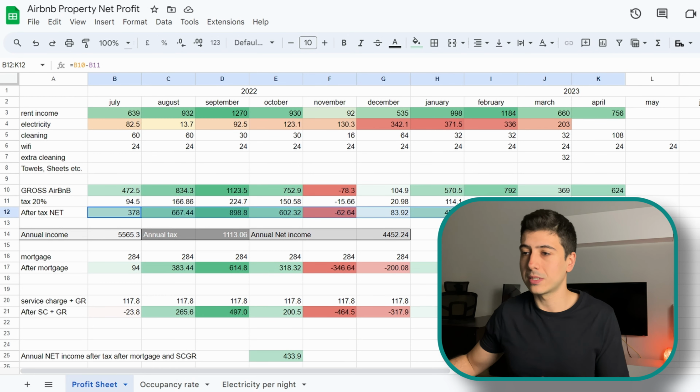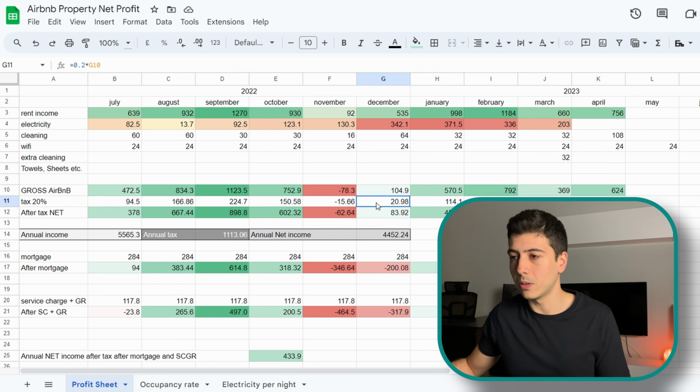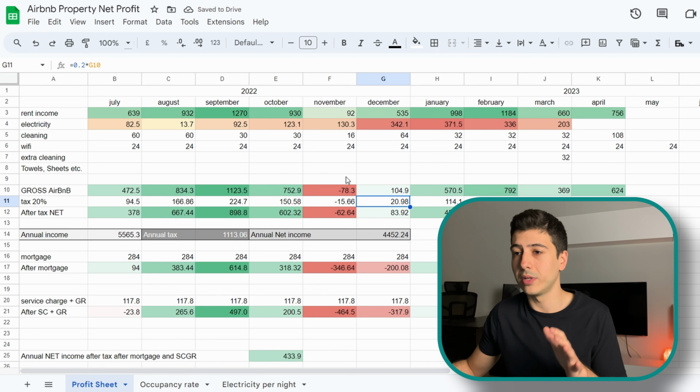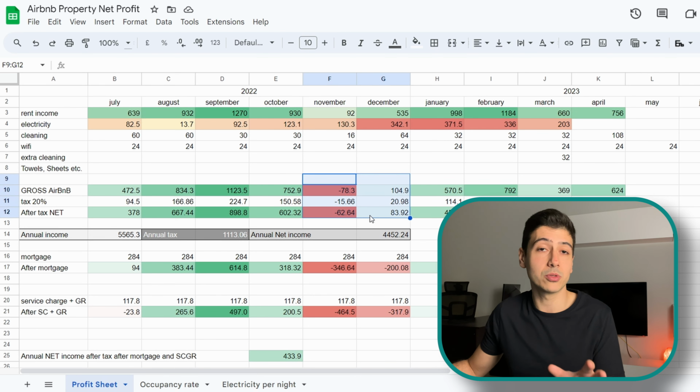And what the after-tax net row tells me is pretty much which months are really worth it for the business. So for example, if I were to draw any conclusions, I could easily say that November, even a bit of December, is not really worth it, because I'm either working at a loss or I'm working at a really low profit, which is sometimes not worth the hassle.